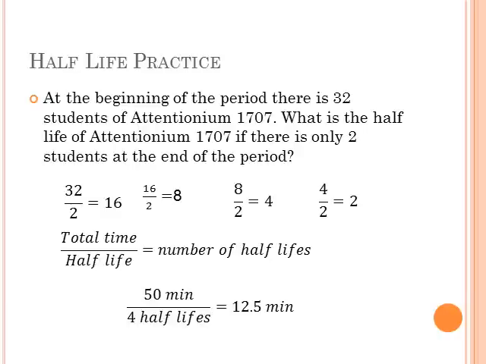A typical period is 50 minutes long. So if we have a 50-minute long period and 4 half-lives have occurred, then that means each half-life is only 12.5 minutes. Another typical problem. And you just mostly have to think about it and just do the algebra.